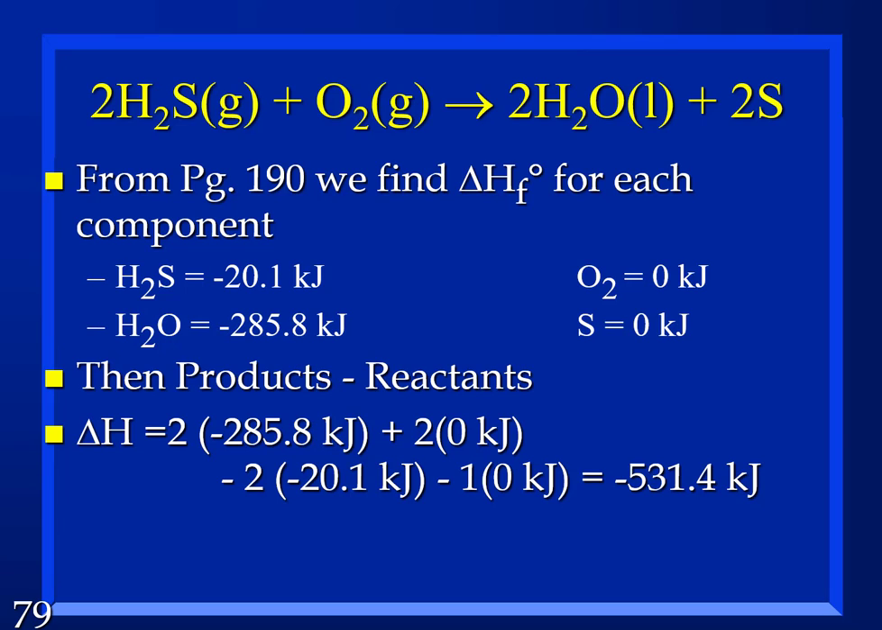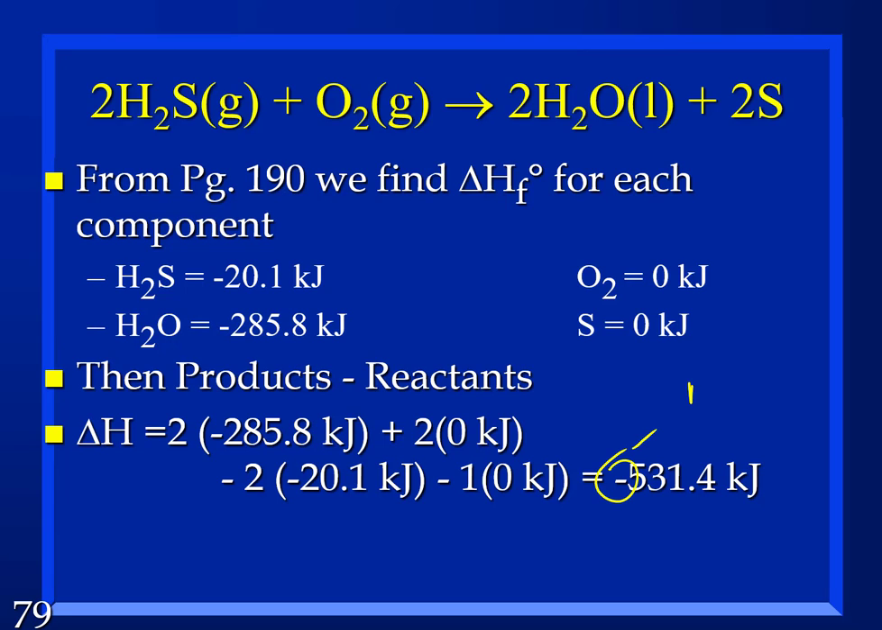Delta H equals 2 times the number for H2O liquid, starting with the products. And the H2O liquid was negative 285.8. Plus twice the number for sulfur, and that was 0. Minus twice the number for H2S, that was 20.1, minus the number for our oxygen, which was 0. And you push the buttons, and you get negative 531.4.